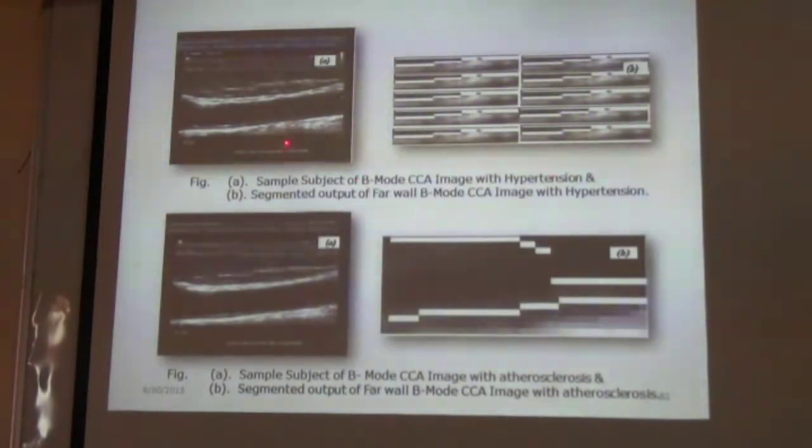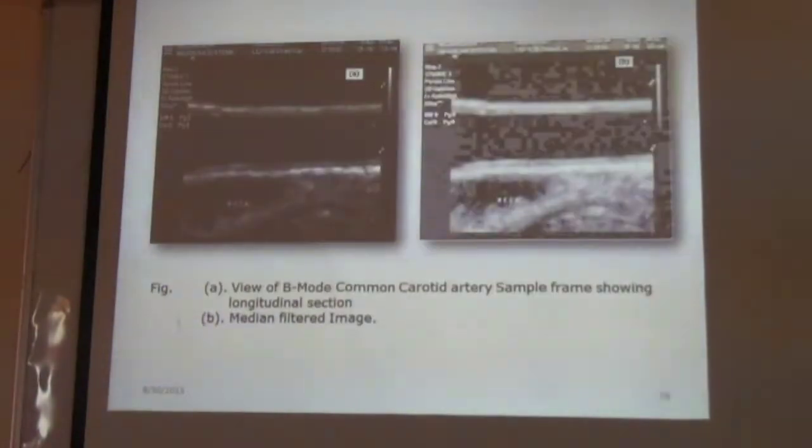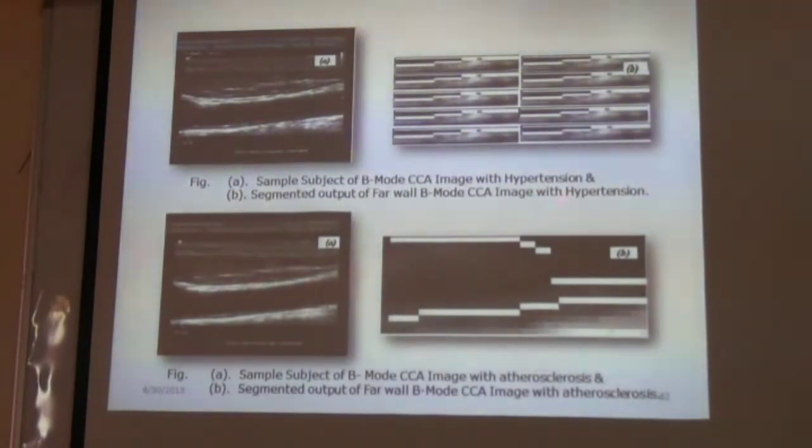And see that one. This is a sample subject of an MIMOR CC image with hypertension. These are done with the help of images without any disease. Okay. But for the patient with hypertension, a high pressure value is considered for this one. This is segmented. And see that one.